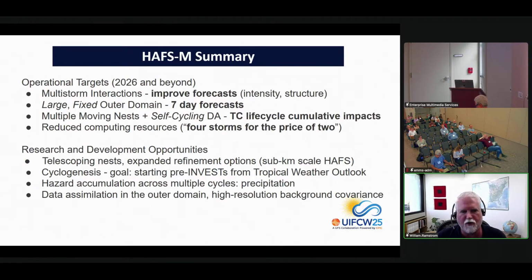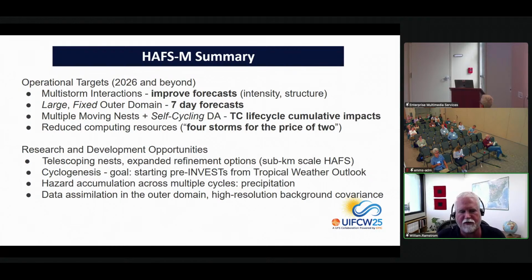In the longer term, we're looking at the telescoping nest to expand the refinement options. Our main goal, again, being sub-kilometer scale, where we'll have the telescoping nest first enabled, then we'll also be working on physics changes to have a coherent suite that can capture the processes at those scales. Also looking at the cyclogenesis this year in the current run, and then in the future, looking to initiate nests for pre-invest from the tropical weather outlook so that we can give some high resolution views for guidance for forecasters as well there.